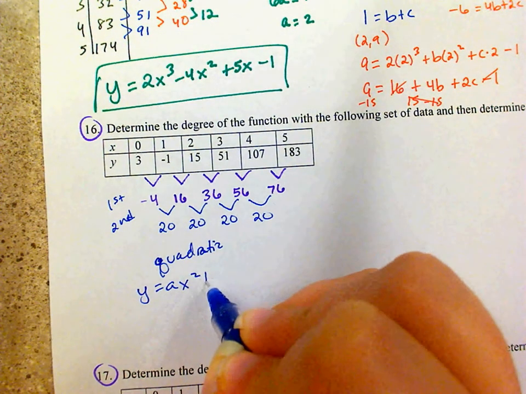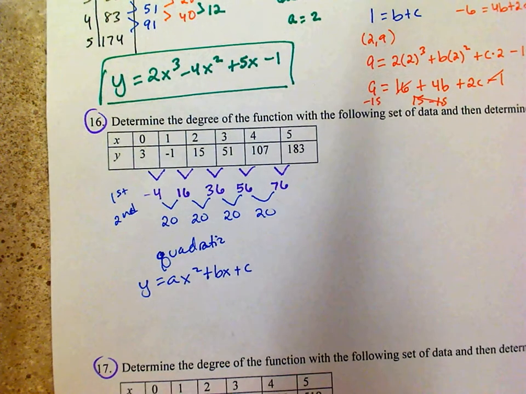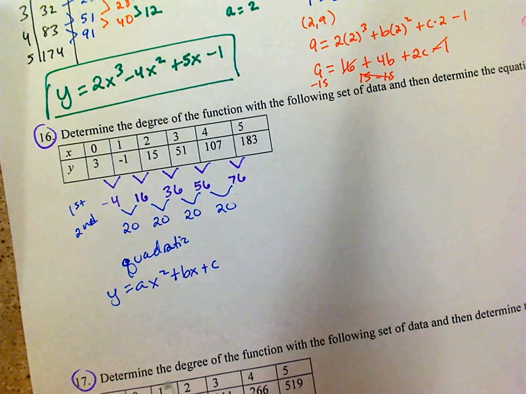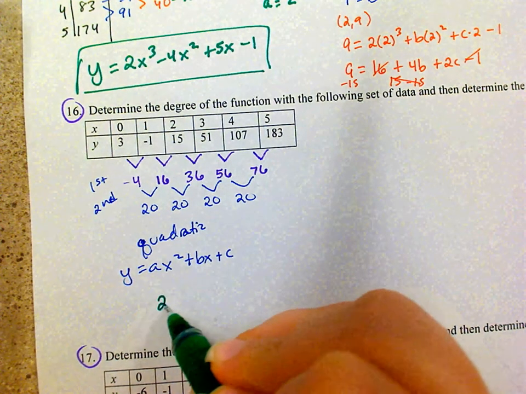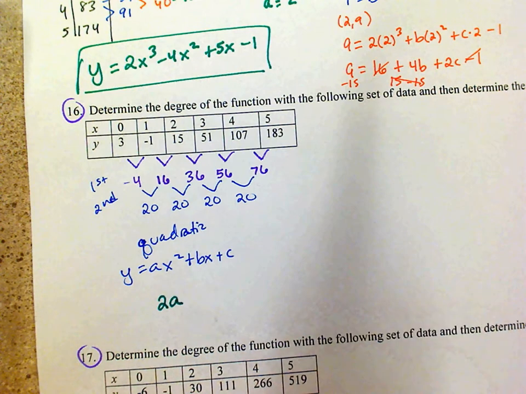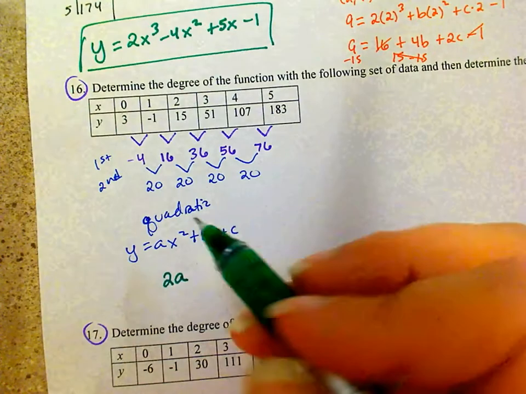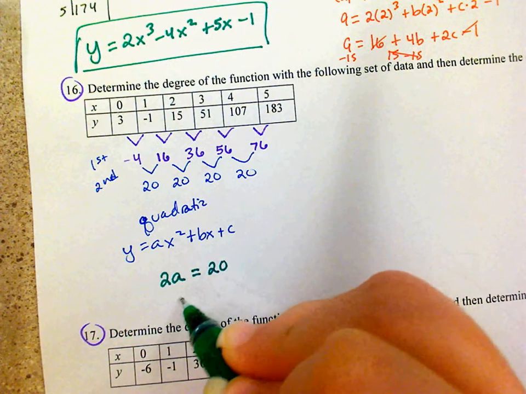Okay, so here's what I've got. I know that in quadratics, the second difference is always 2A. So in general, second differences in quadratics are 2A, just like third differences in cubics are 6A. So 2A equals, what's my second difference? 20. So that means A is 10. So y equals 10x squared so far.